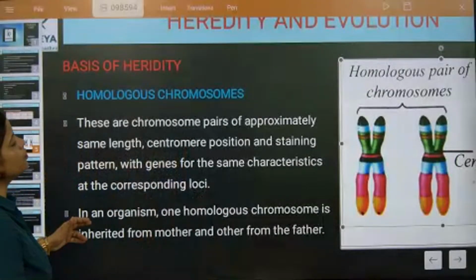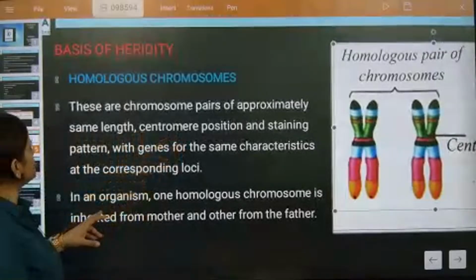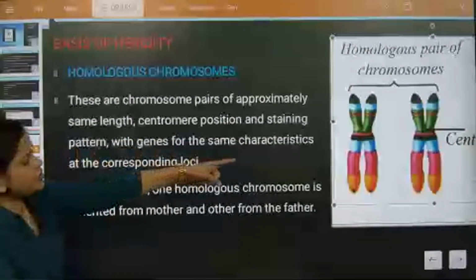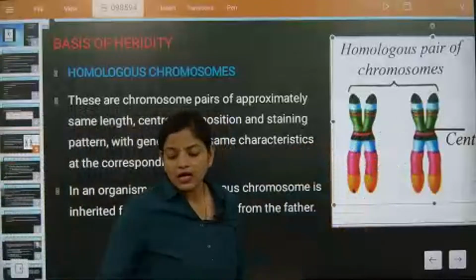So these are chromosome pairs of approximately the same length. Centromere positions and staining pattern. Can you see the staining pattern? The staining patterns are all the same.